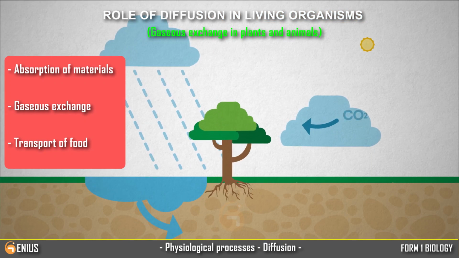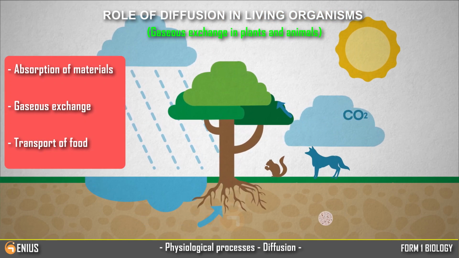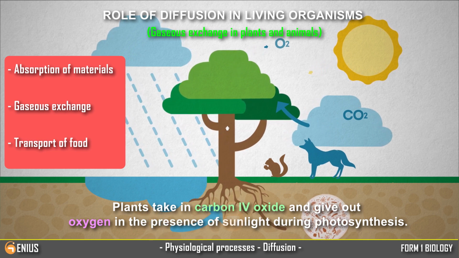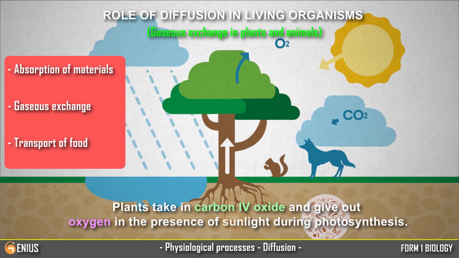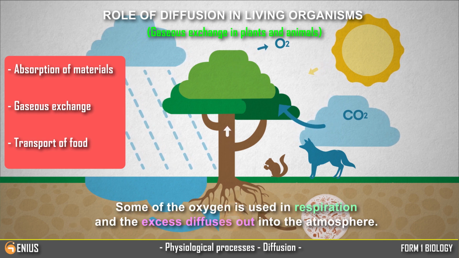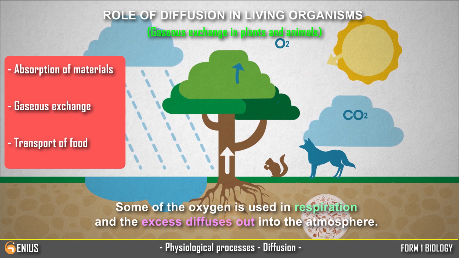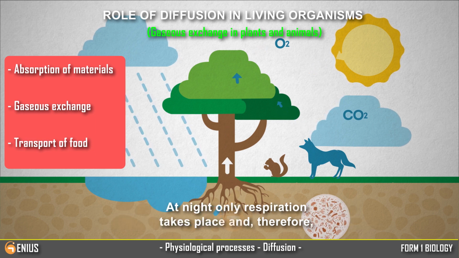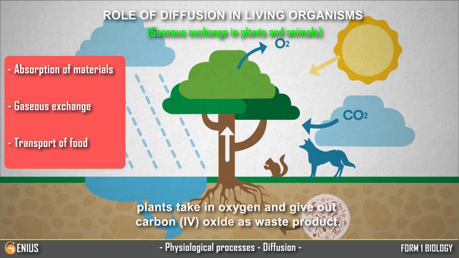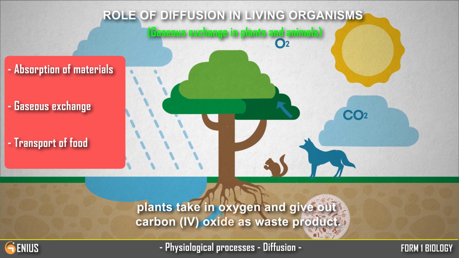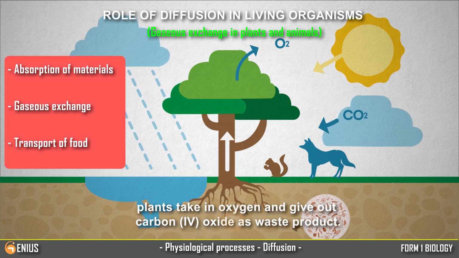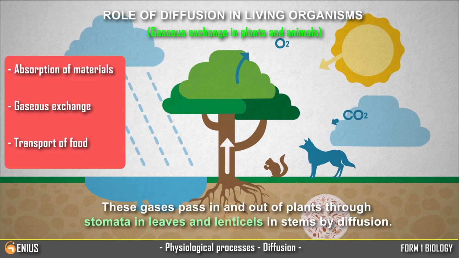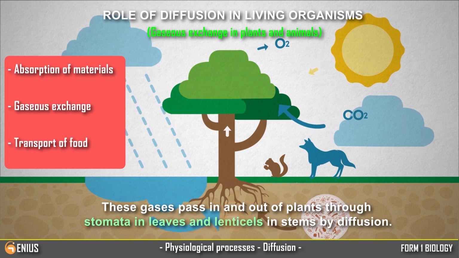Gaseous exchange in plants and animals. Plants take in carbon dioxide and give out oxygen in the presence of sunlight during photosynthesis. Some of the oxygen is used in respiration and the excess diffuses out into the atmosphere. At night only respiration takes place and, therefore, plants take in oxygen and give out carbon dioxide as waste product. These gases pass in and out of plants through stomata in leaves and lenticels in stems by diffusion.